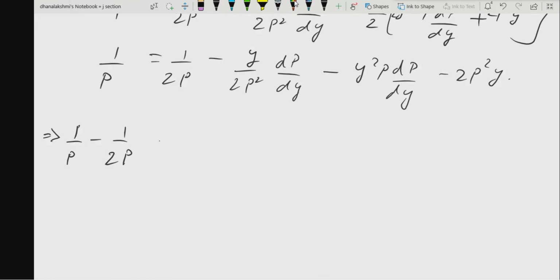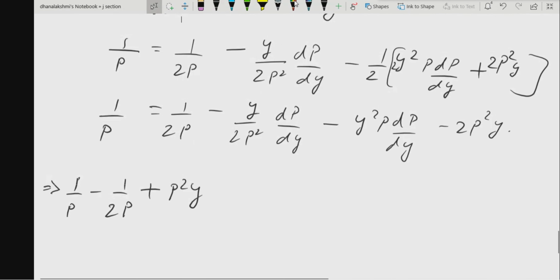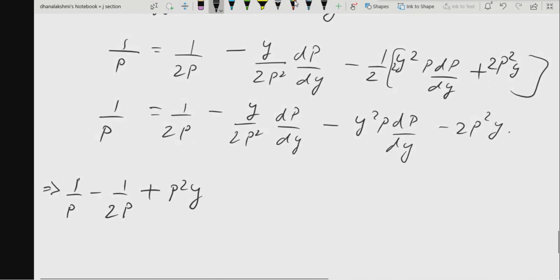So on this side it will become plus 2p square y. Let me check. Yeah, the 2 cancelled, so here I will not have any 2. Minus p square y only I will get.